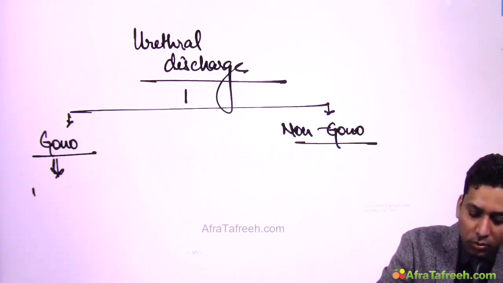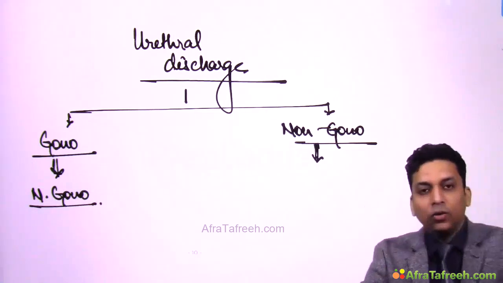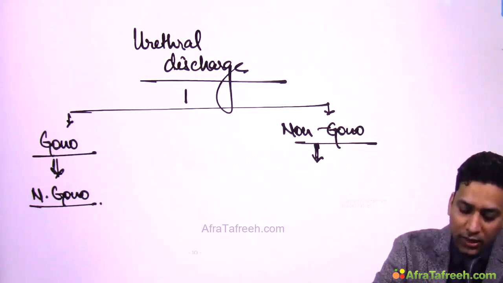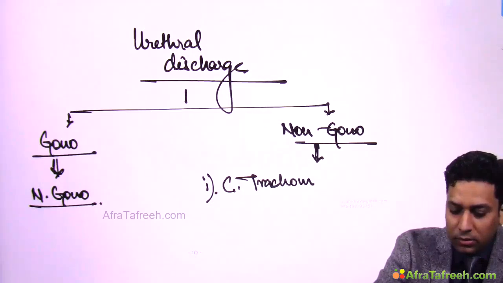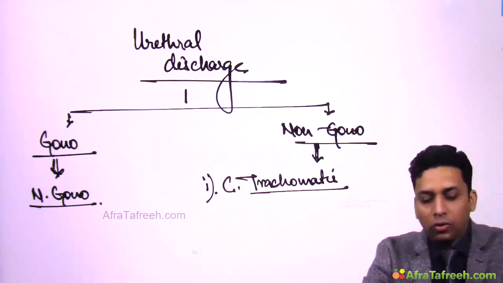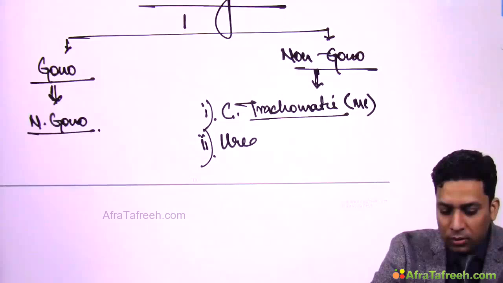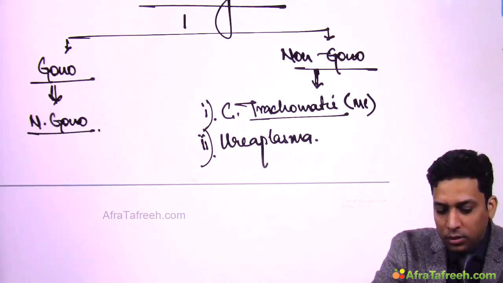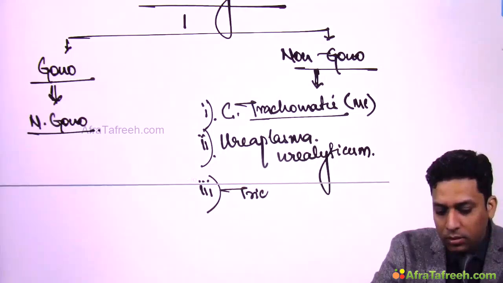Gonococcal, all of you know, is due to Neisseria gonorrhoeae. So Neisseria gonorrhoeae causes gonococcal urethritis, while non-gonococcal urethritis is caused by Chlamydia trachomatis. Among non-gonococcal, this is the most common causative agent. Other causative agents are Ureaplasma ureolyticum. It can be due to Trichomonas or Mycoplasma.